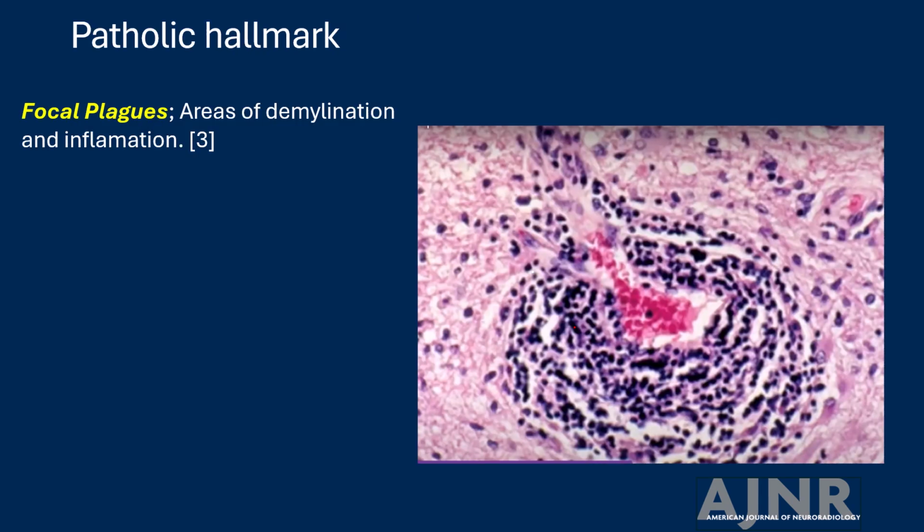Pathologically, multiple sclerosis is characterized by what we call focal plaques, and these are areas of demyelination and inflammation, especially around postcapillary venules. So like we see in this slide, these are red blood cells, and they are surrounded by immune cells, lymphocytes and macrophages. Inflammation basically going on here.